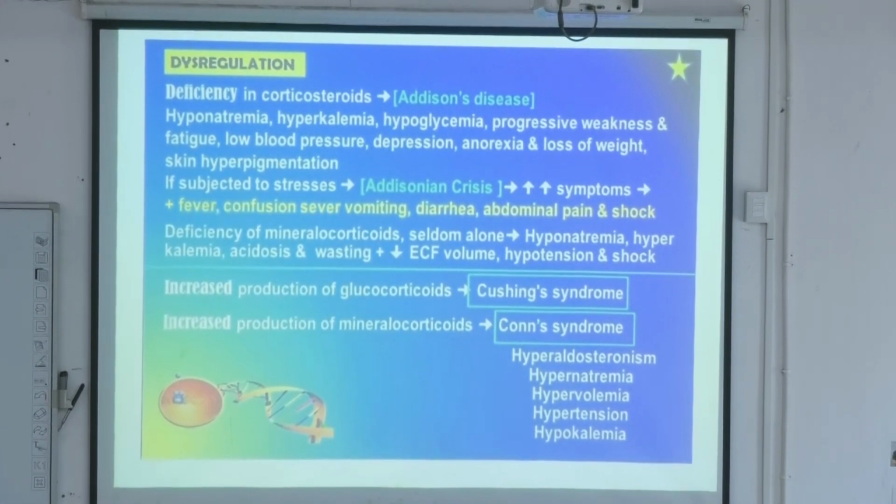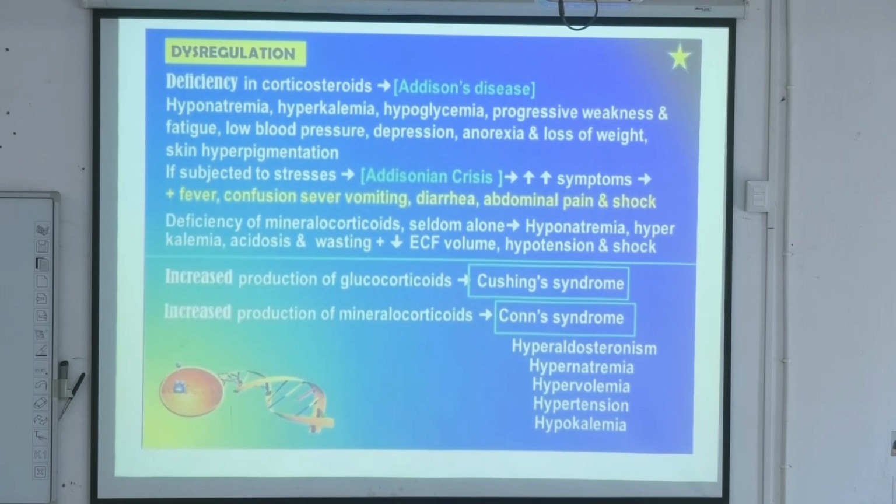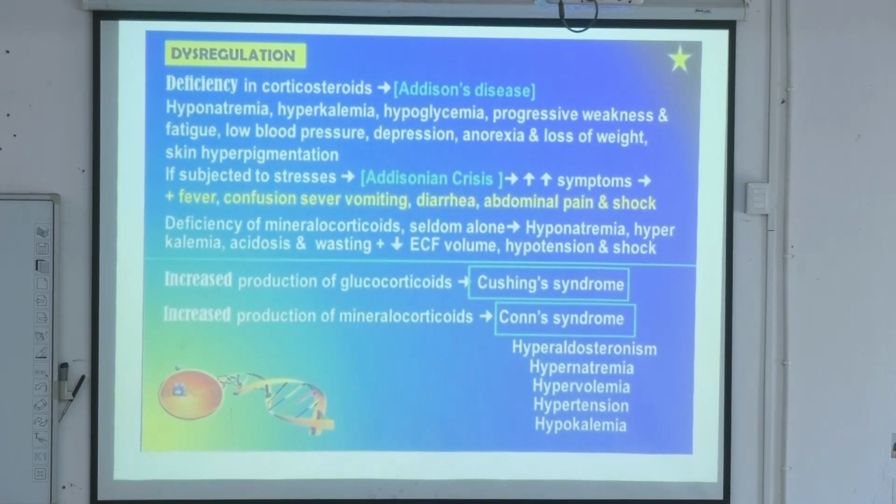You have to understand this because the use of these hormones, when you are giving them from outside in form of medicine, is when there is a problem in the hormone production in the body, right? So if you don't know what the problem in the hormone production is, how will you understand the role of the medicine? So this is where there is less production: Addison's disease and Addisonian crisis.